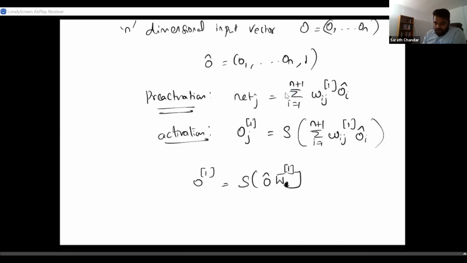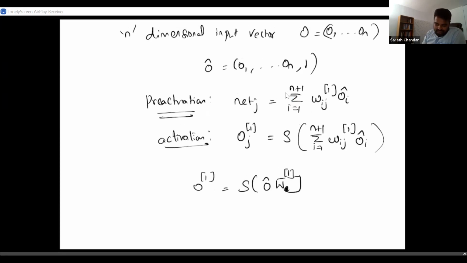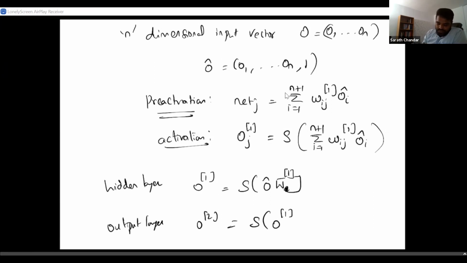Similarly, I could also write the next layer, the output. So this is the hidden layer. Similarly, I could also write the output layer as O2 equal to S of O1, you don't need the one here, O1, which is the hidden layer, multiplied by W2 bar. And you can generalize this to as many layers as you want. Okay, so now let's see how to do backprop for this specific architecture.